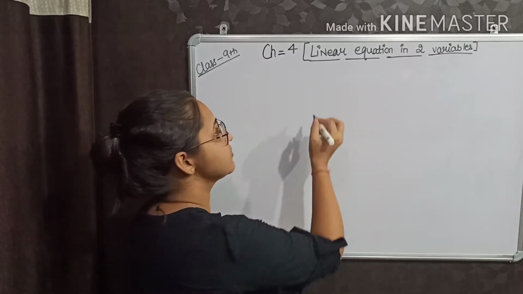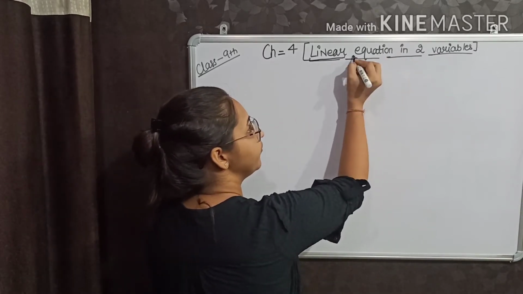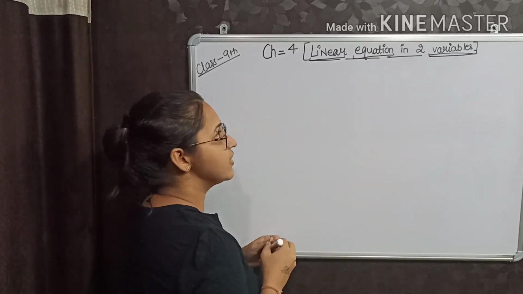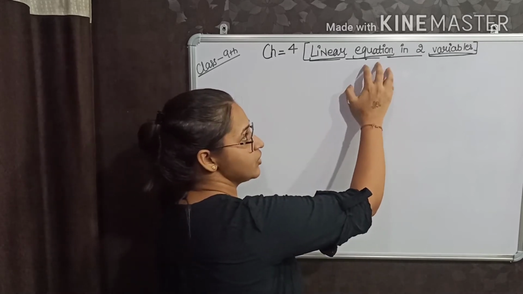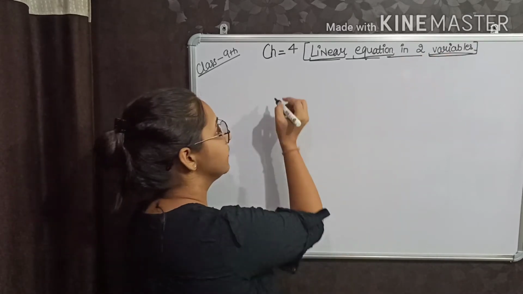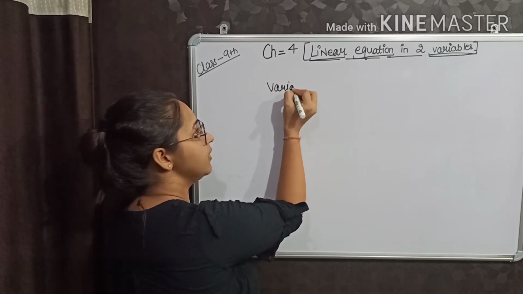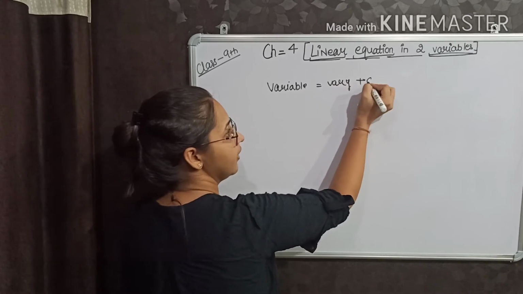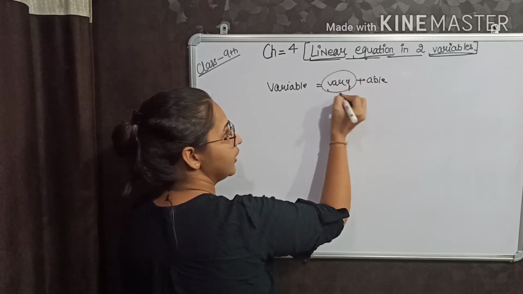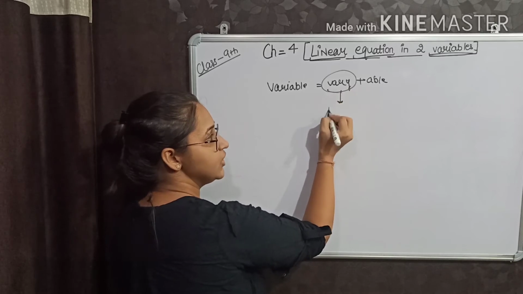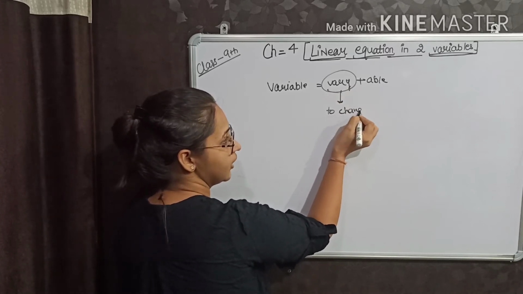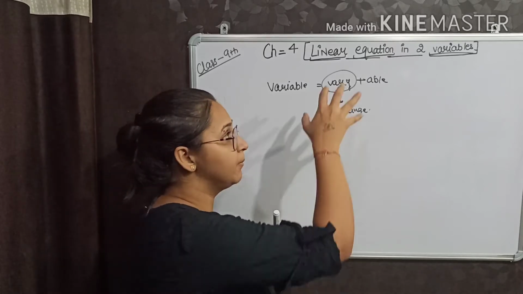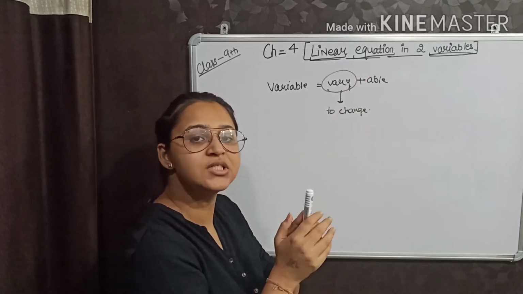There are so many terms. First of all, see linear equation and variables. So first of all, we will understand what is an equation or what is a variable. Variable means you can write it as vary plus able, and vary means that quantity that is able to change. Vary means this is changing. So variable is a quantity or a term in mathematics that can change its value.